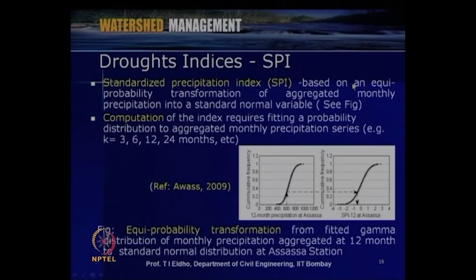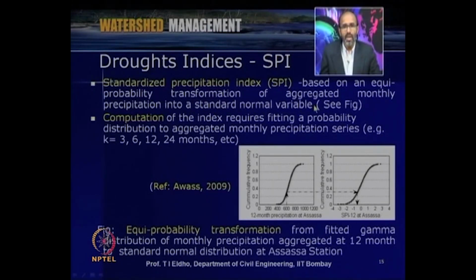So, this SPI is based on an equiprobability transformation of aggregated monthly precipitation into a standardized normal variable. What we do is standardize the rainfall condition with respect to cumulative frequency, and for example, at a location called Asasa, we can derive the SPI with respect to cumulative frequency. The computation of the index requires fitting a probability distribution to aggregated monthly precipitation series, for k equal to 3, 6, 12 or 24 months.